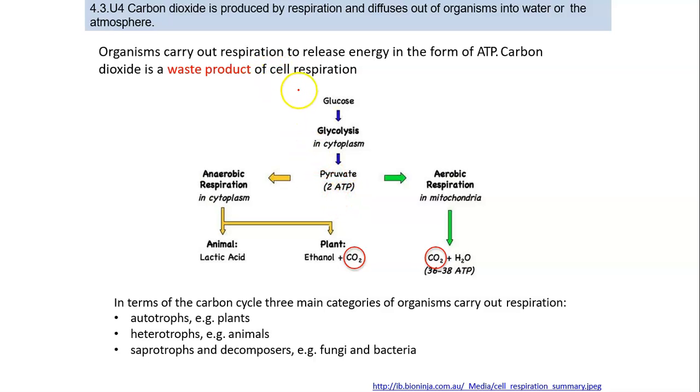Carbon dioxide is produced by respiration and diffuses out of organisms into water or the atmosphere. This is showing the respiration. Organisms carry out respiration to release energy to form ATP. This is what we have learned before. And carbon dioxide is a waste product of cellular respiration. Once the cellular respiration is done, the carbon dioxide will be produced at the end.